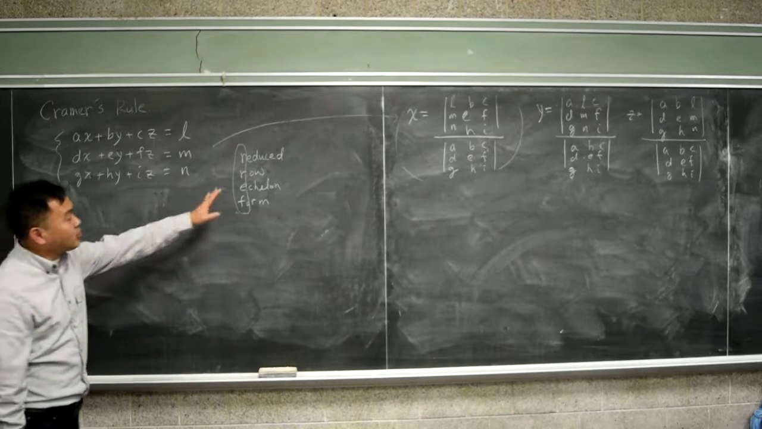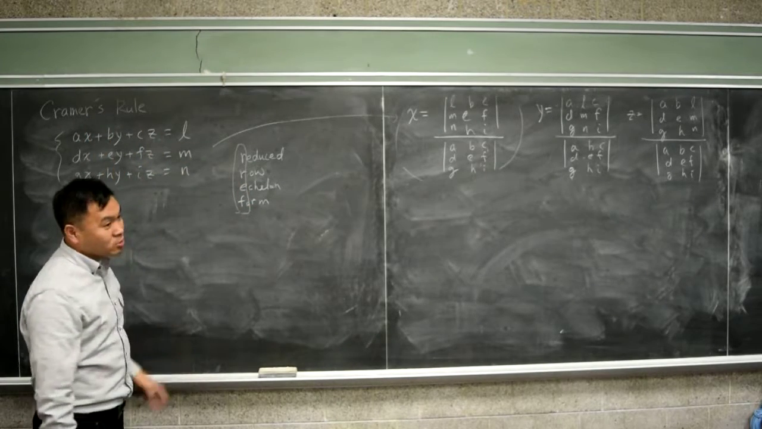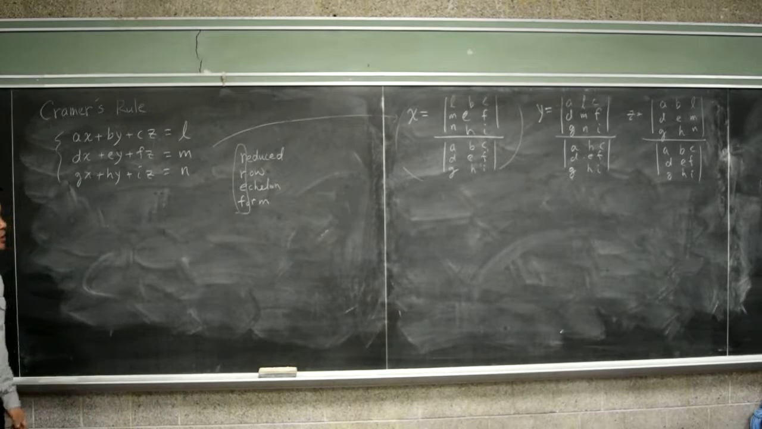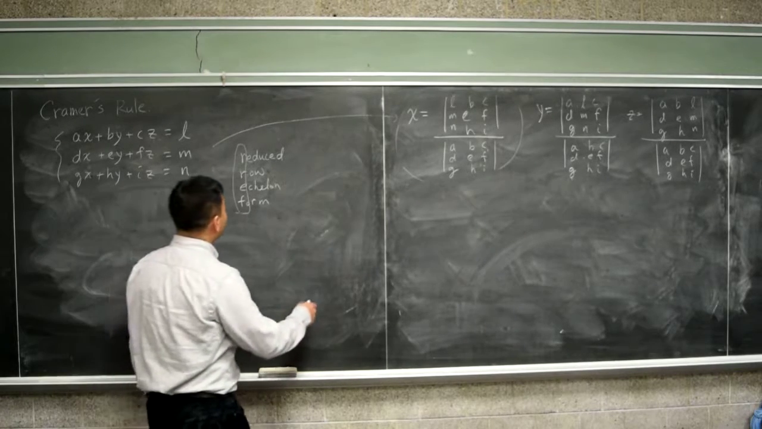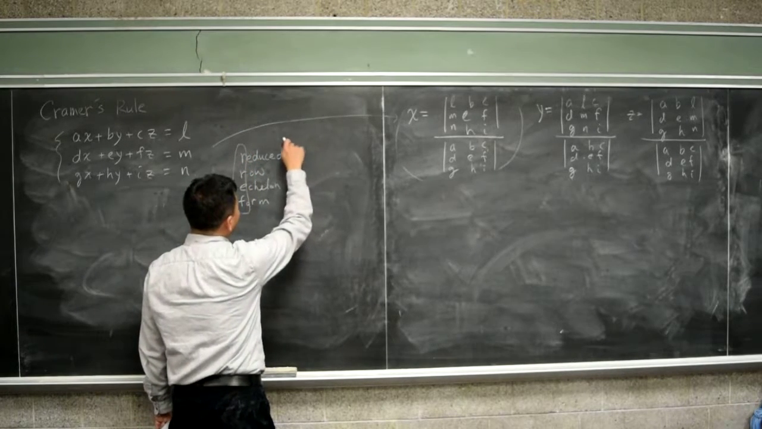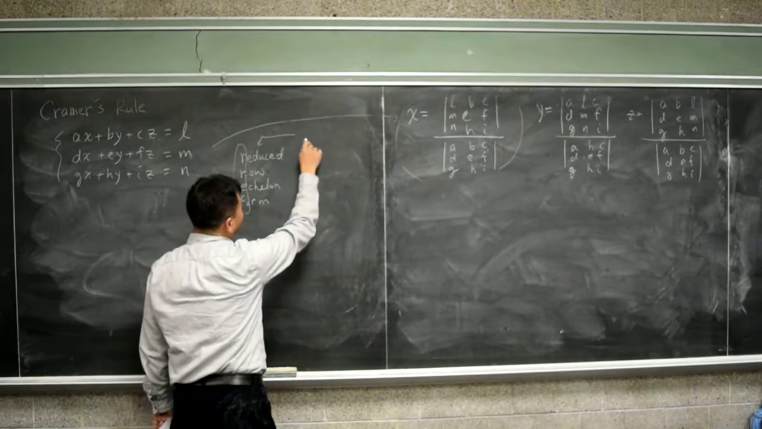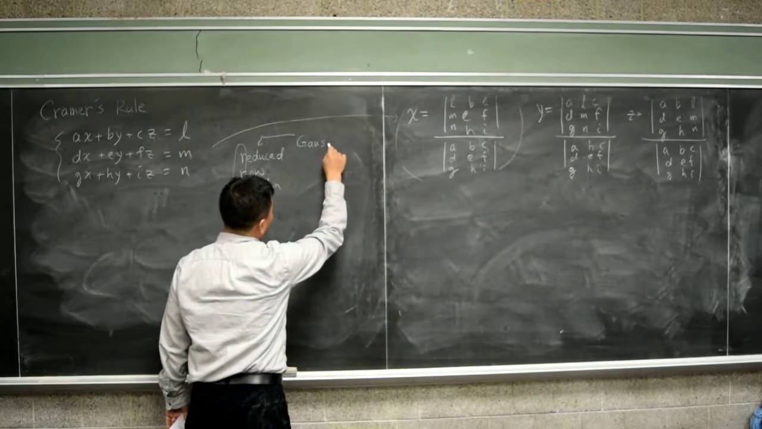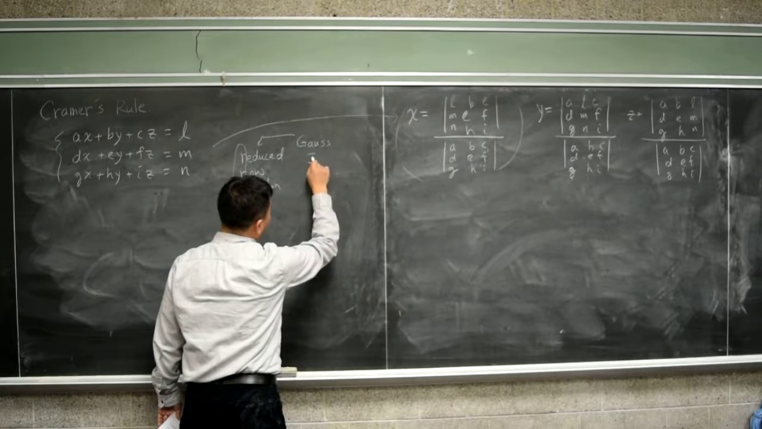And because this is much easier than Cramer's Rule, you would want to use this. Occasionally, by the way, if you want to find REF by hand, the name for that process is called the Gauss-Jordan process.